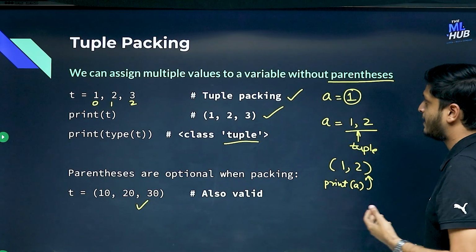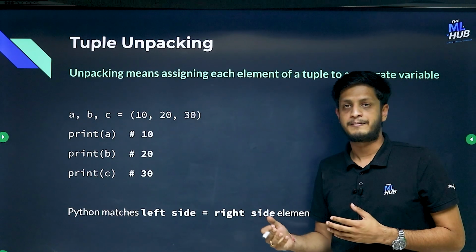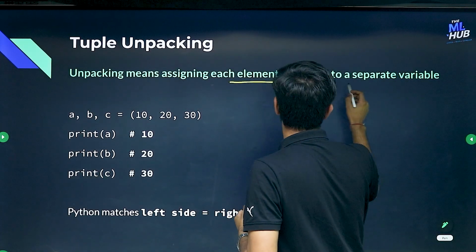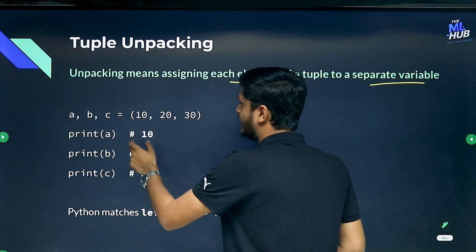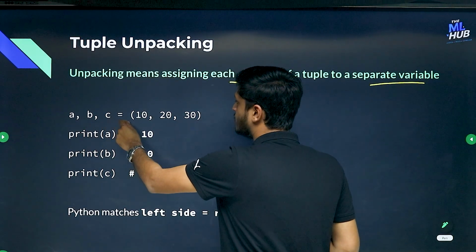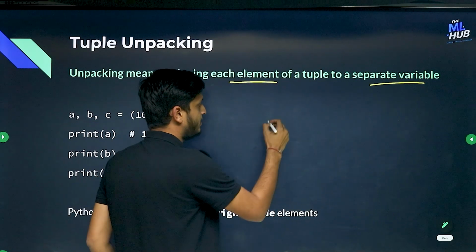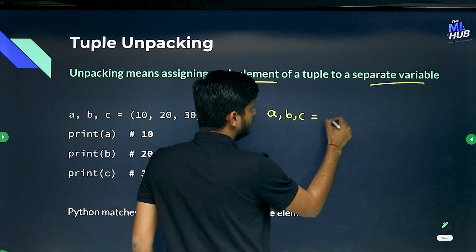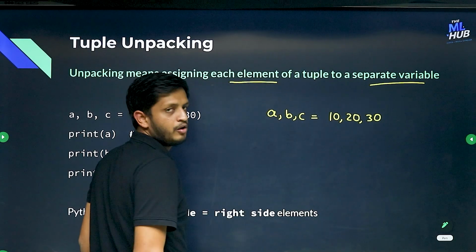So why is tuple packing useful? The more important concept is tuple unpacking. Unpacking means assigning each element of a tuple to a separate variable. So this also is allowed. In Python, I can write a, b, c is equal to 10, 20, 30. So here, let us say if I write a, b, c is equal to 10, 20, 30, and let's say here also I skip brackets on both sides.